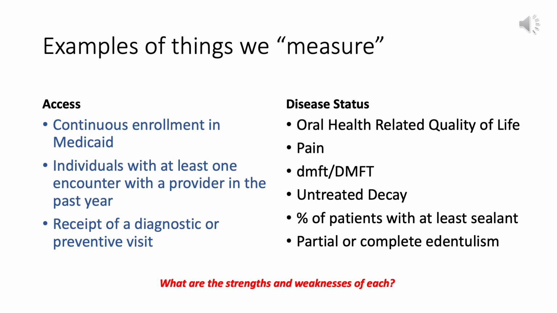A second would be individuals with at least one encounter with a provider in the past year. One of the benefits of this is that it does show that someone is actually seeking or receiving services. The third example, receipt of a diagnostic or preventive visit, is beneficial because we do want people to know their status and hopefully receive some preventive services. However, if caries is diagnosed or other oral health needs, this does not reflect whether those needs have been met. For example, a child receiving a stainless steel crown or a restoration in a tooth where cavitation is noted.